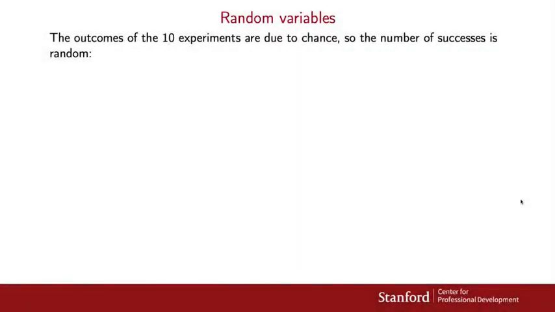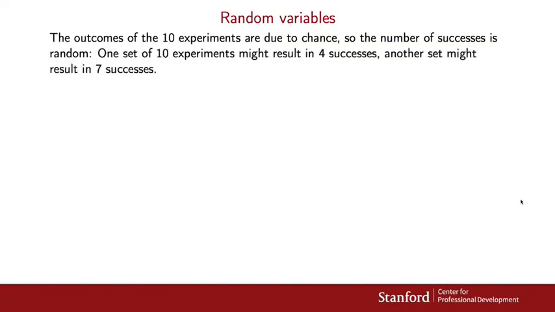Now keep in mind that the outcomes of the 10 experiments are due to chance. So the number of successes you see are random. One set of 10 experiments might give you 4 successes. Another set might result in 7. For that reason, the number of successes is called a random variable. To make the notation easy, we simply write a letter for it, like x, just like in math. But we use capital letters to make clear that this is a random variable.